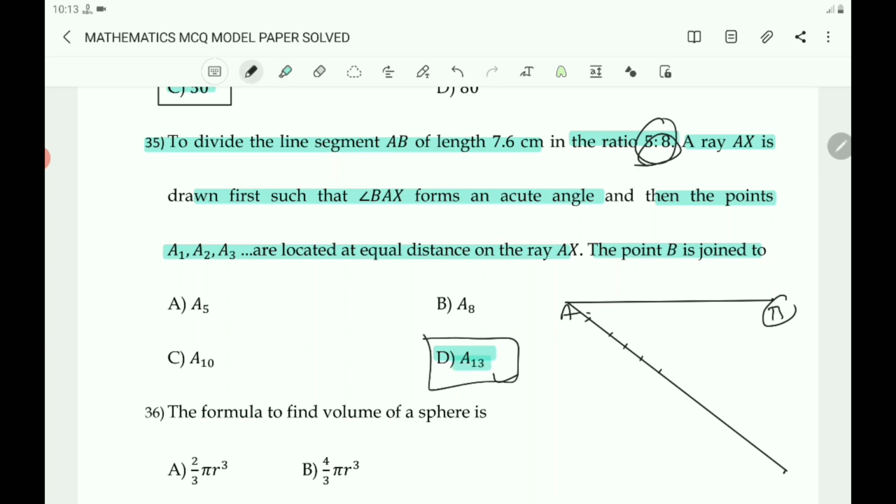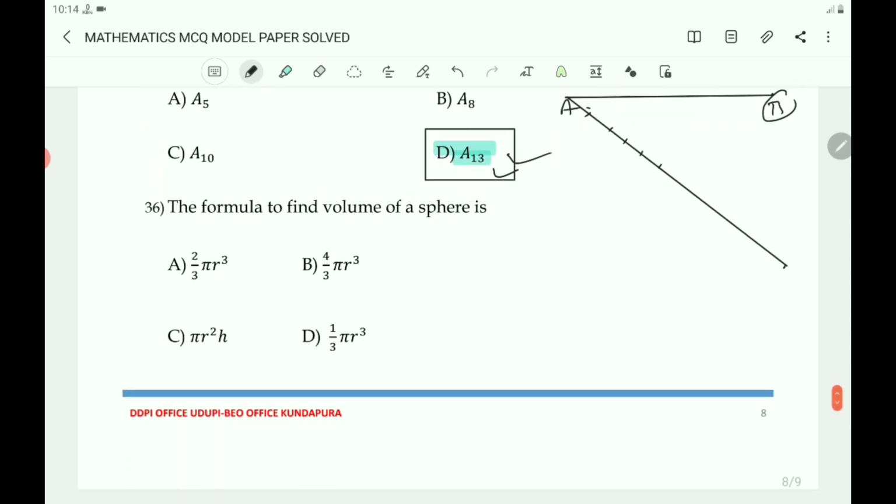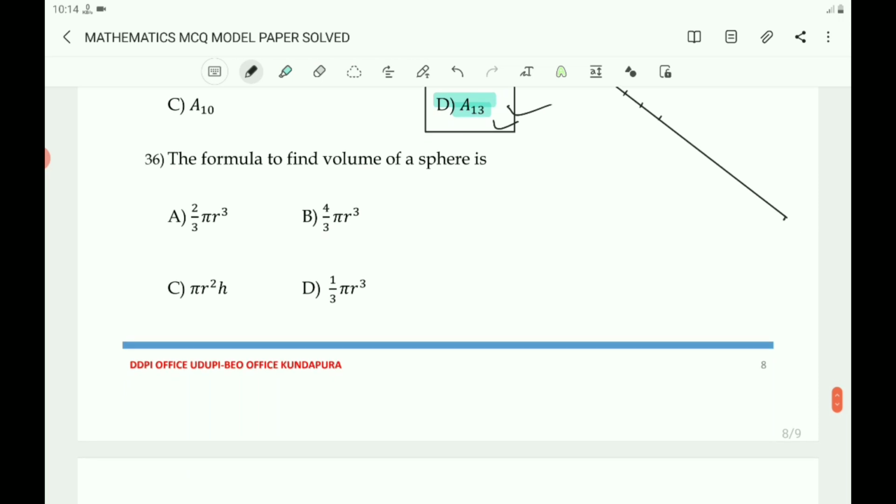Here to divide the line segment in the given ratio, the sum of the ratio you will get, and that number point is to be joined to the end point of the line. So here A13 is to be joined. So the answer A13, option D is the answer.